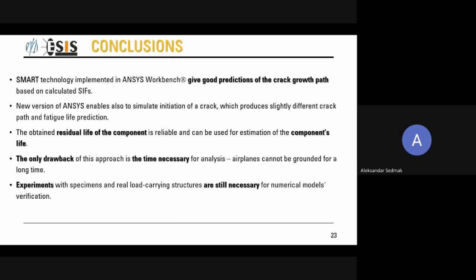And finally, of course, as always, for numerical simulations, we need more experiments and we need more examples to prove that the numerical simulation is correct. Okay, thank you. That's all.